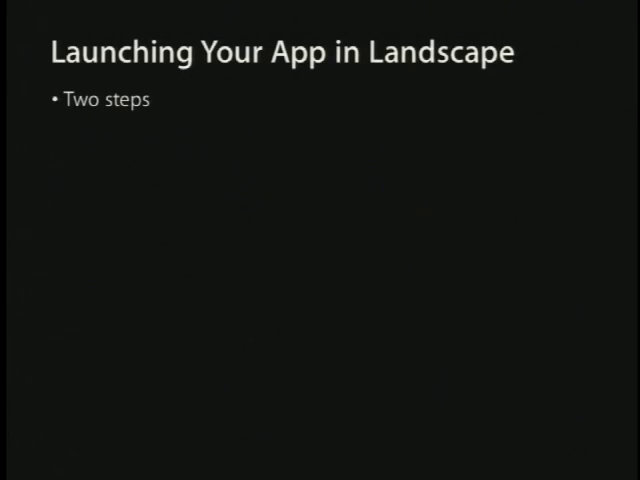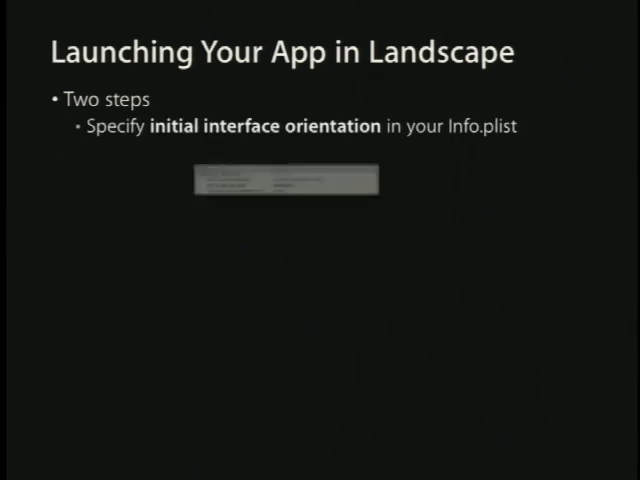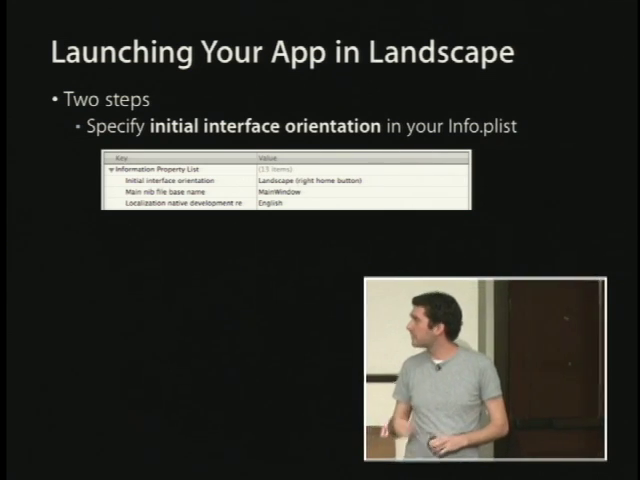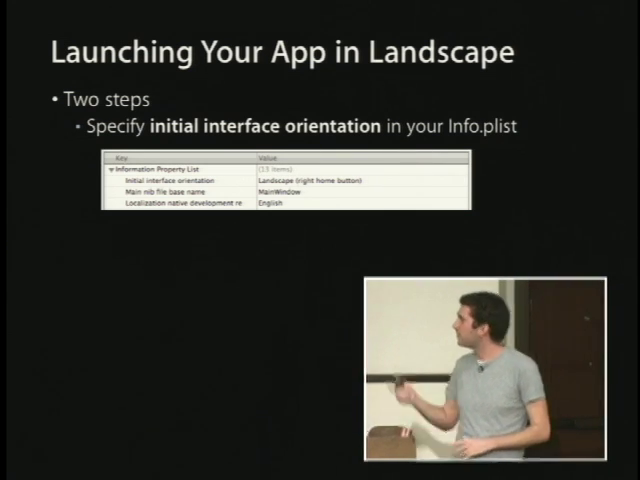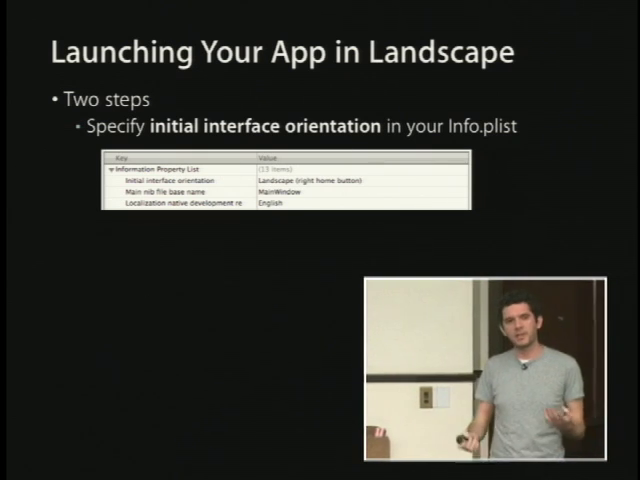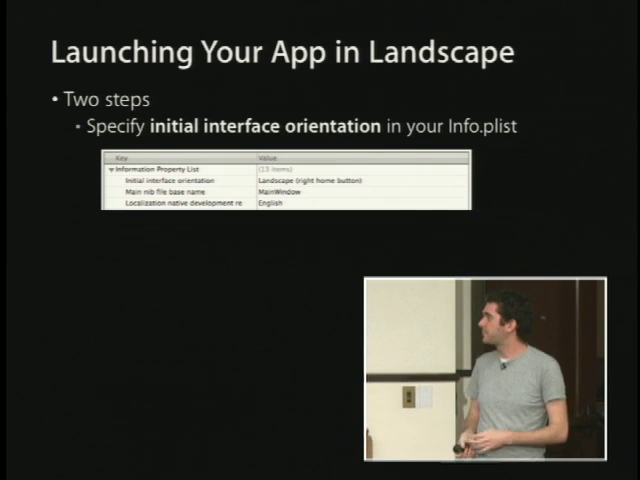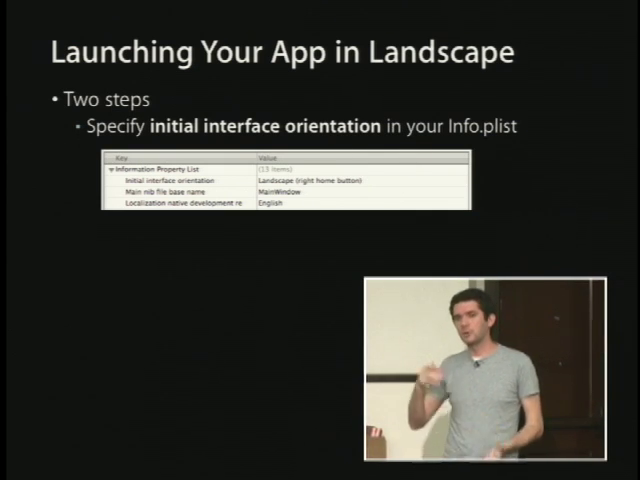There's actually two steps to doing this. The first is you have to change a key in your info plist. You'll specify an initial interface orientation in your info plist, and it basically looks like that. You can pick any of the four standard orientations: landscape left, landscape right, portrait or portrait upside down. And doing that will cause it to launch in that orientation.